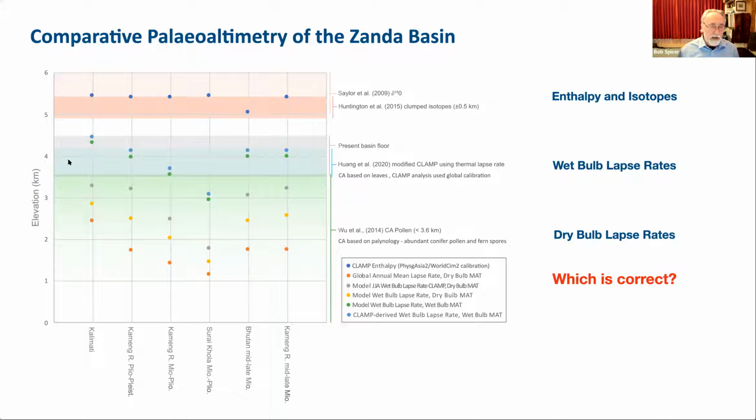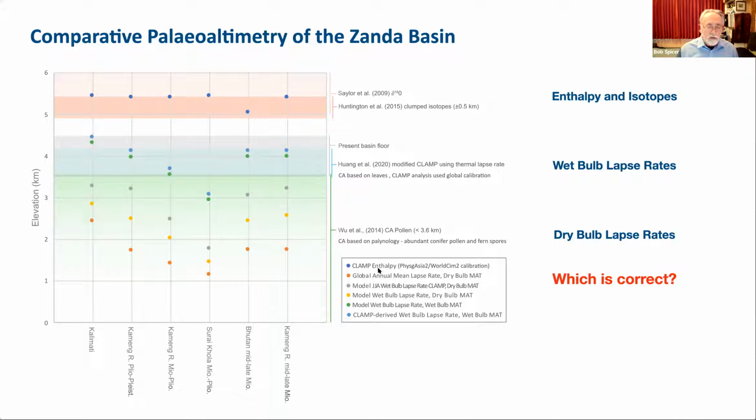But what Huang et al. did was they didn't use moist enthalpy, but they did publish their scoring regime for the leaf fossils. So we were able to take the leaf fossils and use the more modern calibration, PhysiAsia 2 with WorldClim calibration. And when we use moist enthalpy, we get elevation predictions here.